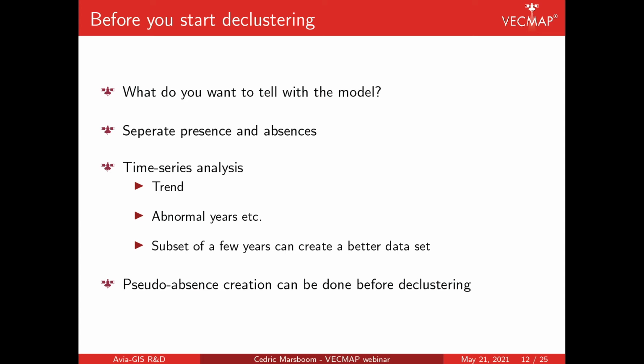That's pretty straightforward. But if you want to analyze certain trends or abnormal years or something like that, then it's best to first divide up your data set into the parts that you want to discuss. So if you want to, for example, compare different years to each other, first divide your data set in years before you do the declustering, and then do the declustering on the separate years. It sounds pretty straightforward, but it's often forgotten or overlooked. So the absence creation can be done before this clustering, depending on which type of declustering you want to do.